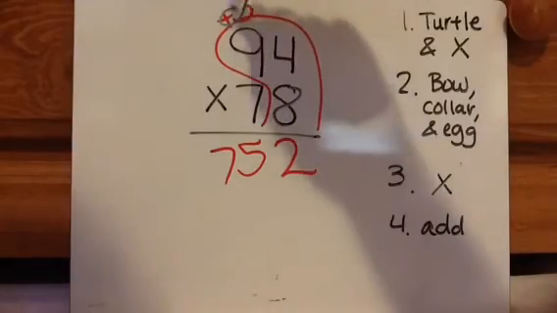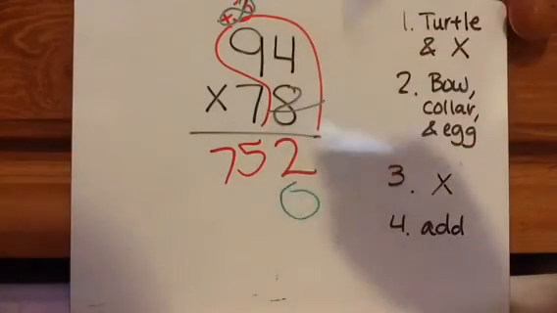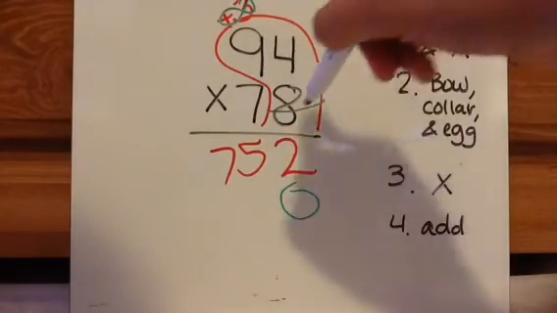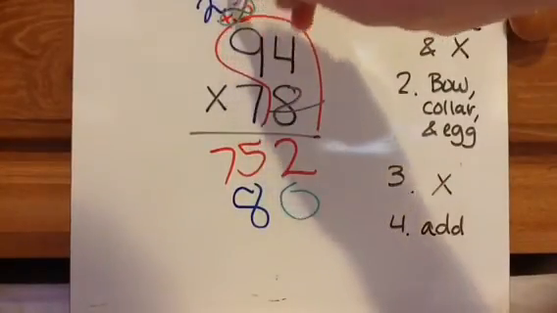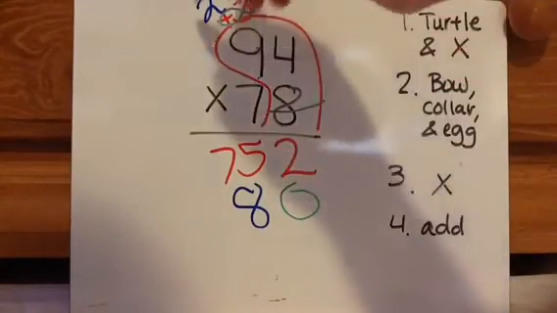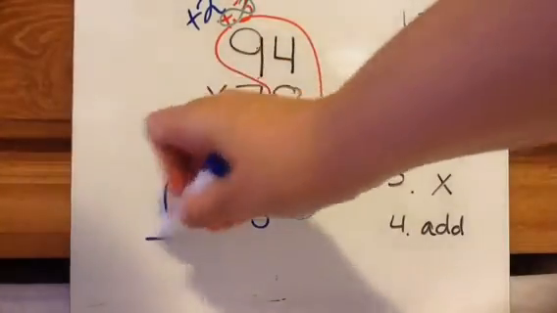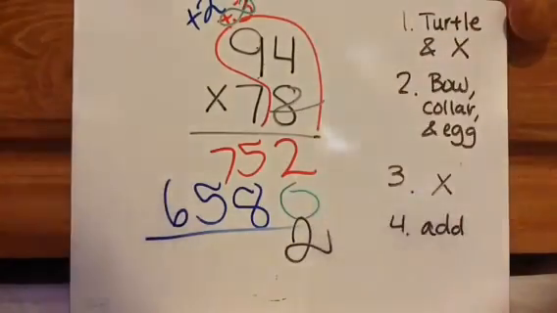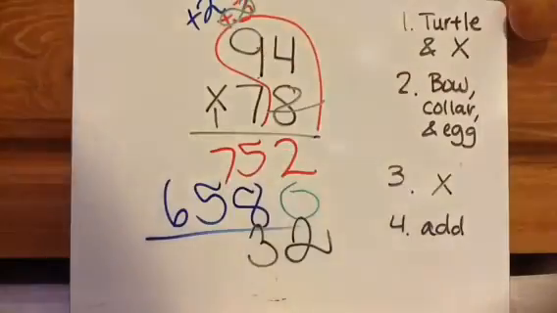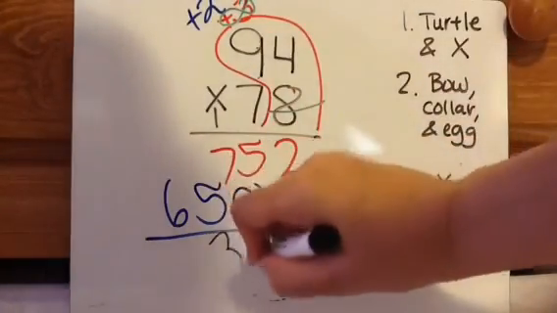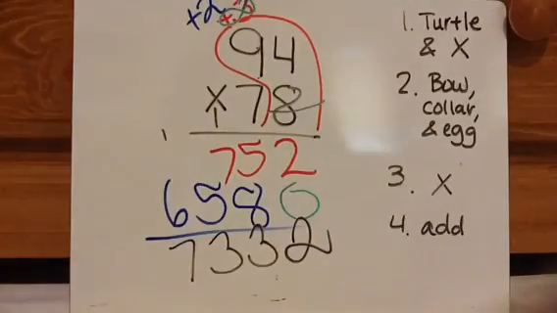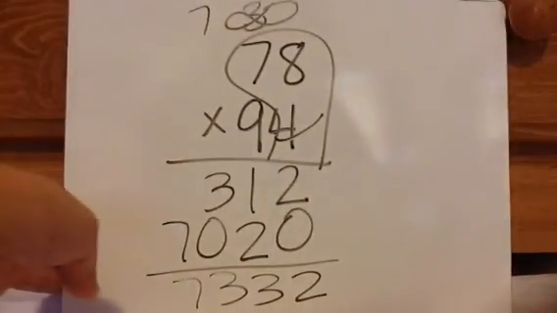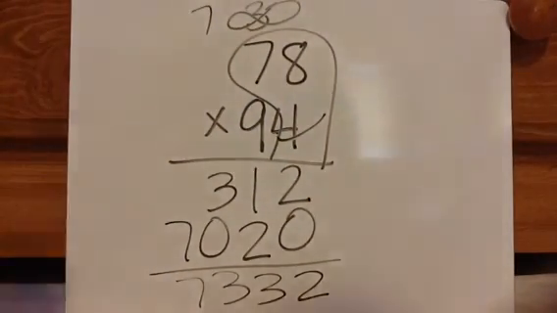Step 2, draw a bow, collar, lay an egg. Step 3, 7 times 4 is 28. Carry the 2. 7 times 9 is 63, plus 2 is 65. Step 4, add. 13, 7. When you check it with commutative property, reversing the math problem, you get 7,332, just like the other one.